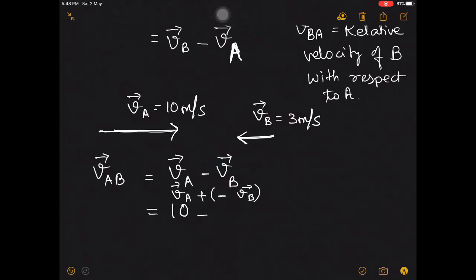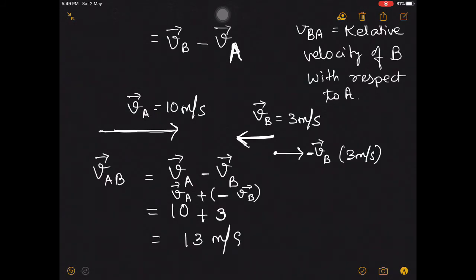So see, 10 plus, now look here, this is the direction of your VB. But if you see minus VB, your minus VB is going to be in this direction, mind it, because this arrow was for your VB. So definitely your minus VB is in this direction. So 3 meter per second, the magnitude is the same but the direction is reversed. So how much will you write here? 3, because minus VB is 3. So you are getting 13 meter per second.